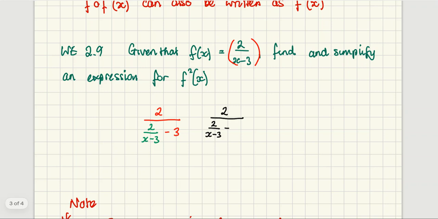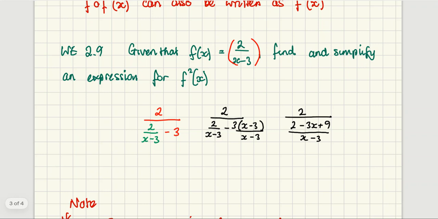We'll get there. So how would I do this? I'm going to simplify this. So this is going to become 3 times x minus 3 over x minus 3. So I can make the same denominators. What does that then become? It becomes 2 minus 3x plus 9 over x minus 3.